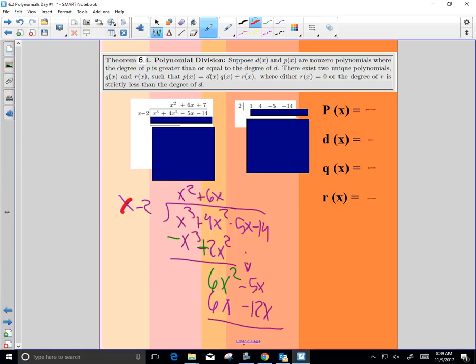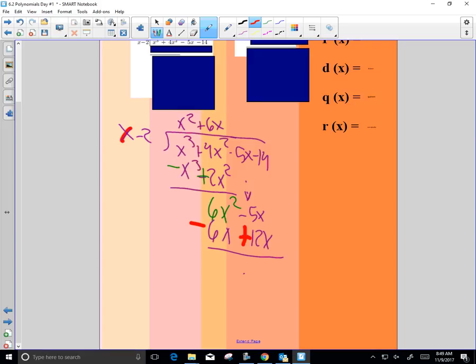Now you're going to add the opposite because they subtract. And you're going to get 12 minus 5 is 7x. Bring this thing down, right? Negative 14. X times what is 7x? Plus 7. And then you're going to get 7 times x minus 14. And when I subtract those, you get 0. Do you like it? Yeah, it's pretty good.